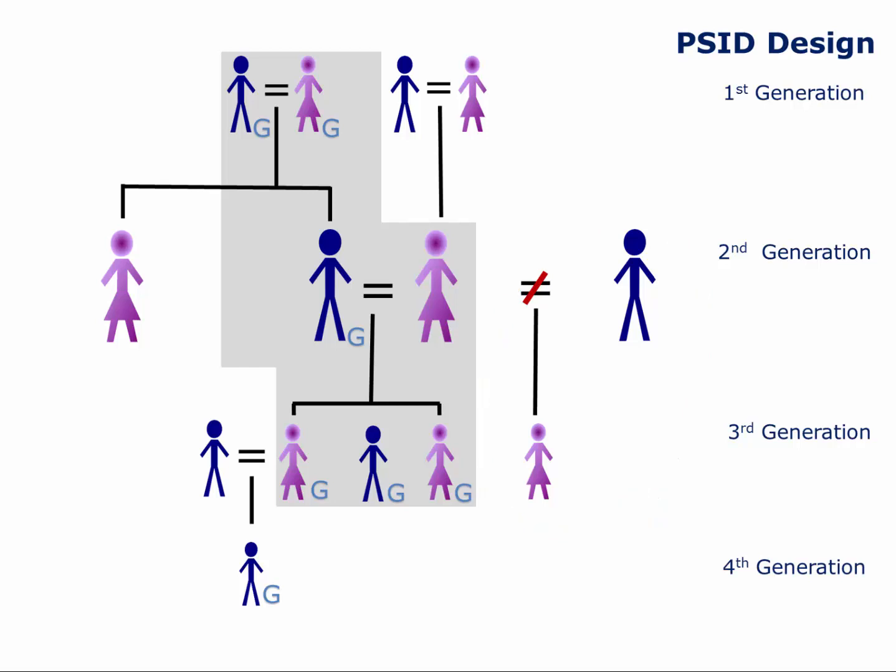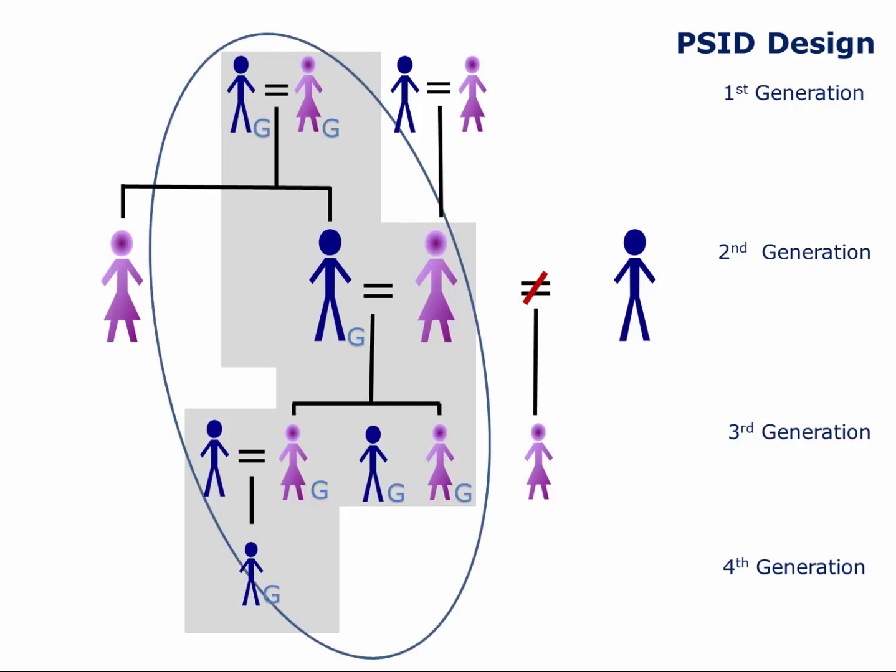If the son were to divorce and his now ex-wife would move out of the PSID household, she would not be followed because she does not have the PSID gene, unless their children, who do have the gene, were living in her new household. In this case, she would continue to be followed as a member of the sample. When their daughter marries and has her own child, her husband and child would become part of the sample. So for this family, there are 4 generations with PSID sample persons shown in the oval.